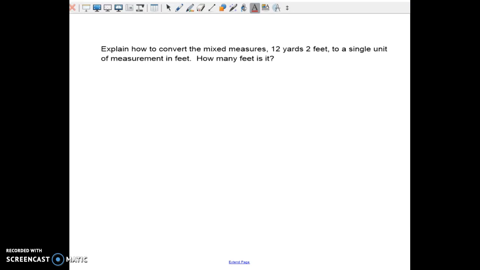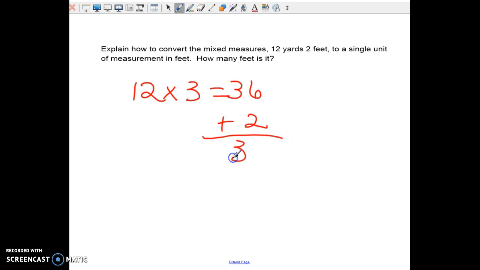We're going to multiply it by what? How many feet in a yard? 3. Okay, so we're going to take it times 3. What is 3 times 12? 3 times 2 is 6, and 3 times 1 is 3. So we have 36 feet for our 12 yards, and then we've got to add our other 2 feet. So we would have 38 feet.